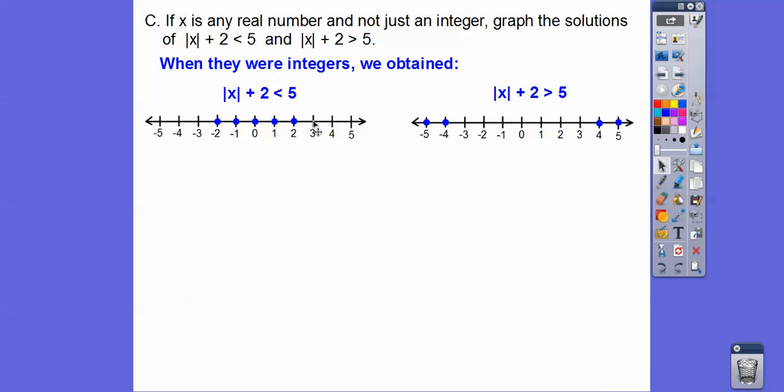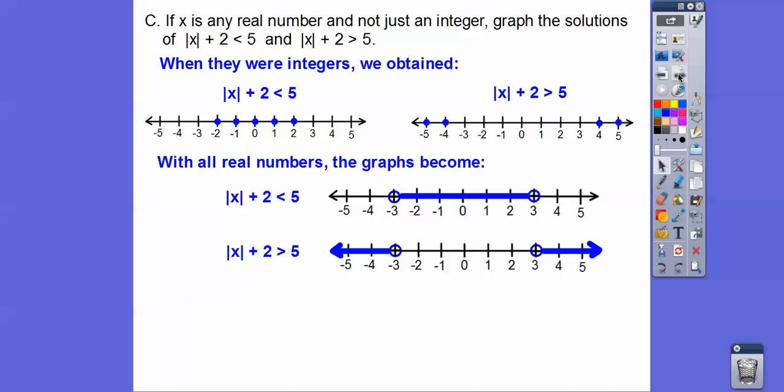When it's all real numbers, including fractions and decimals, if I did, say, 2.5, the absolute value of 2.5 plus 2 is 4.5. That's less than 5. So when we're talking about all real numbers, we're going to have open circles on -3 to +3, and it's all of these numbers inside. So we can say this solution as -3 is less than x is less than +3.